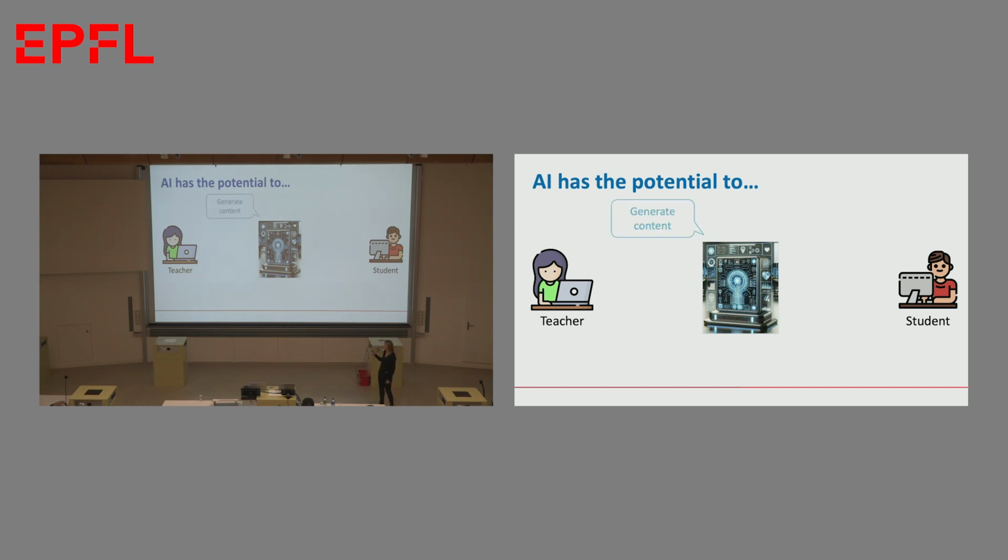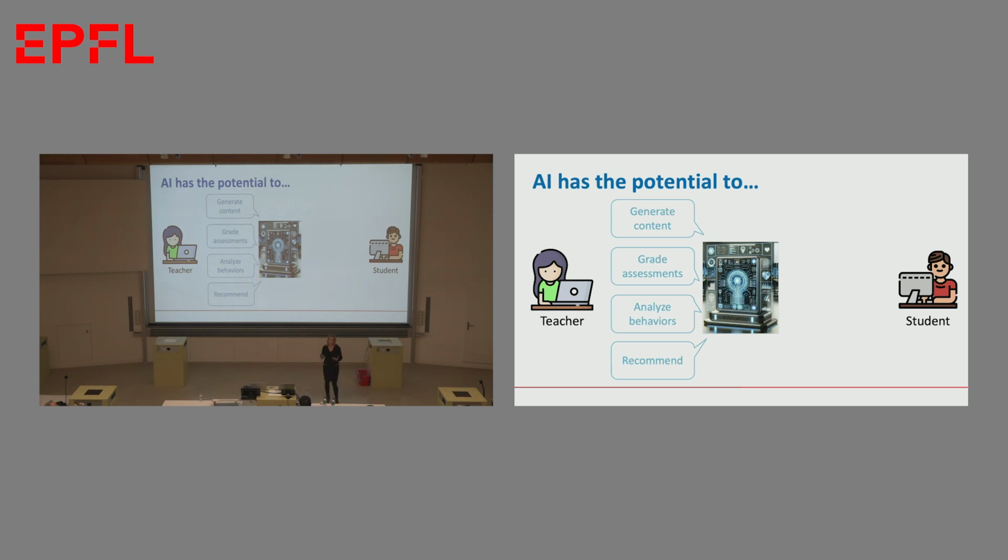So for example, the AI could generate content for the teacher: lecture material, exercises, assignments, and so on. It could help the teacher grade the students. Or, something a bit more specific, it could support a teacher in their classroom orchestration by observing or analyzing in detail the behaviors of the student and then giving back information or recommendations to the teacher.